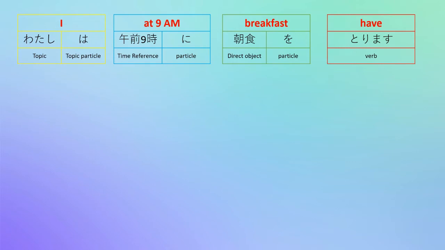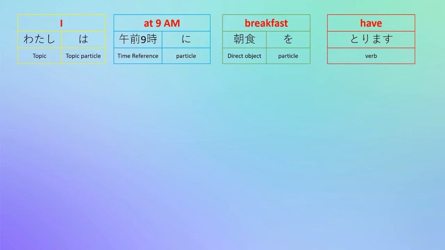Okay, so we have here another basic sentence. So, watashi wa, topic, then the topic particle. Gozen kuji ni, time reference. Attached with it is the ni particle, and then the direct object, chushoku o. So, the o is the particle that describes that the word preceding it is the direct object. And then lastly, we have the verb at the end of the sentence, torimasu. So, watashi wa gozen kuji ni chushoku o torimasu.